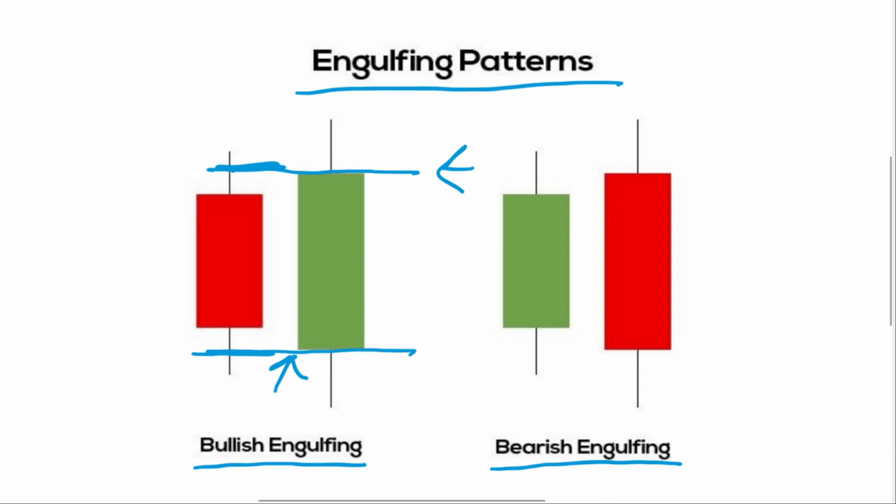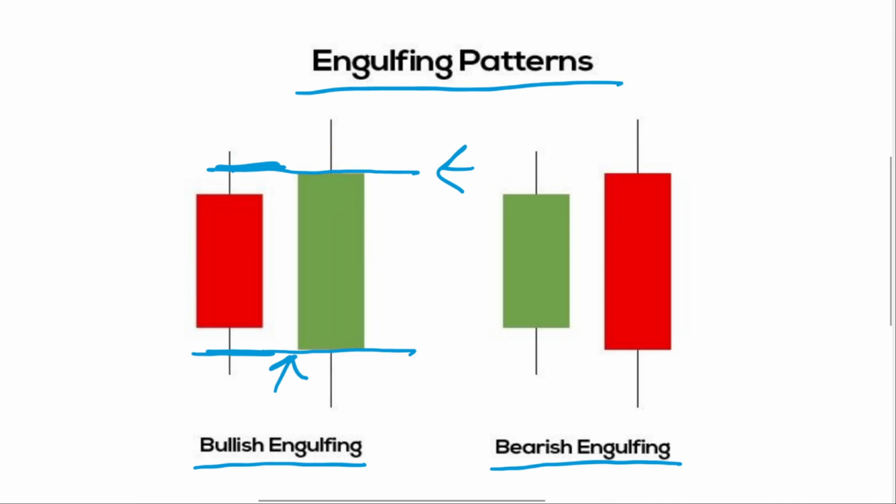As for the wicks, the ones we have up here and down here, they don't actually matter pretty much at all when it comes to the engulfing pattern. When we spot engulfing patterns, we only look at the real bodies, and the real bodies are the fat parts of the candle. So this is the real body for the red, and this is the real body for the green.